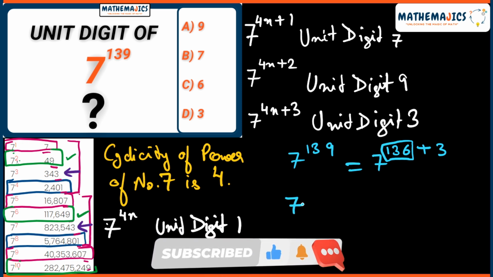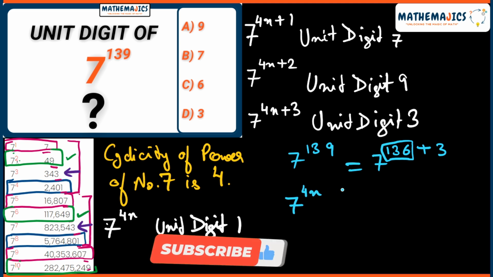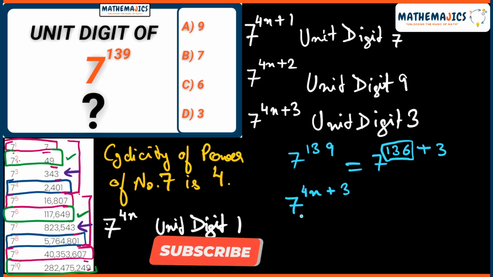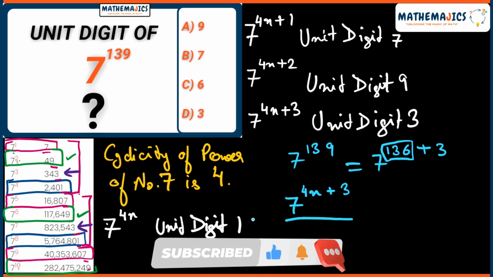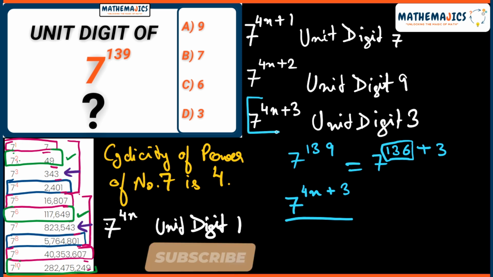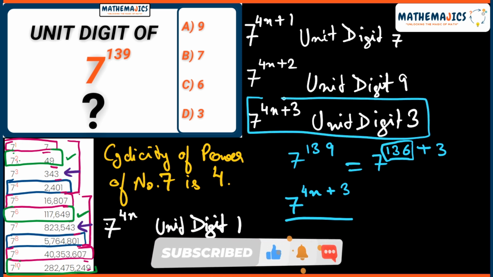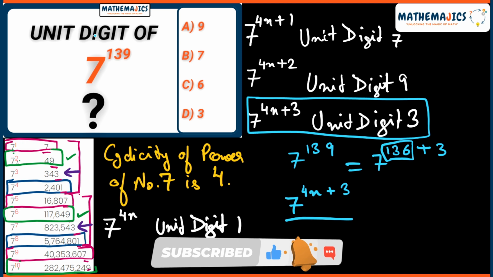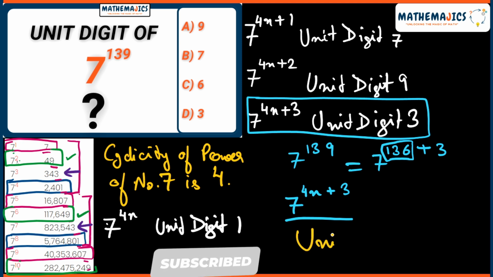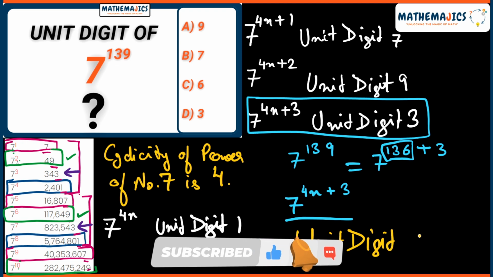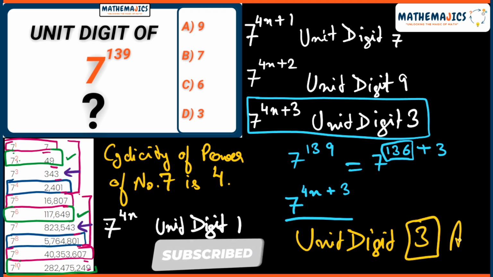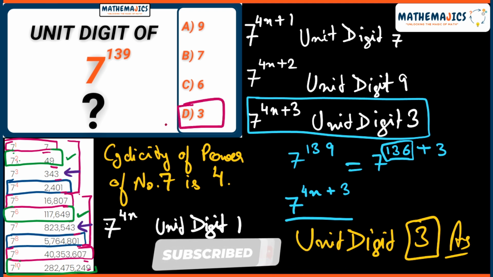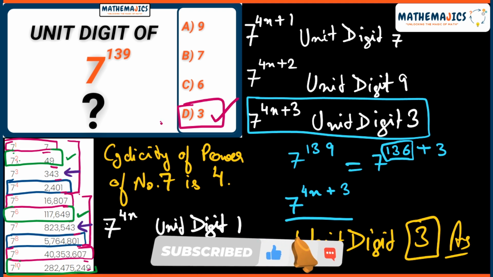If it is divisible by 4, I can write it as 4n, that means it is a multiple of 4. So 7 raised to the power 4n, and we are left with plus 3. We just saw this: whenever we have the 7 raised to power 4n plus 3 format, the unit digit is 3. So this is our final answer. Is there any option which matches our answer? Yes, option D matches. Option D is the correct answer.